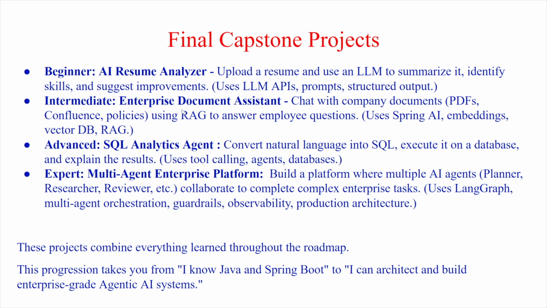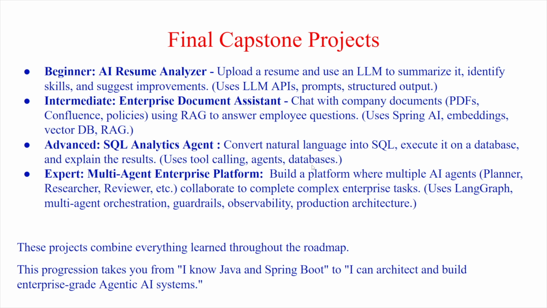To become an intermediate level AI agentic developer, you can create an enterprise document assistant which helps you chat with the company documents using RAG to answer your questions. So this is where you use RAG, agentic AIs, Spring AI, embeddings, Vector DB, and all. The third one is the advanced project, where you can create a SQL agentic analyzer, where you convert your natural language into SQL and use tool calling agentics, AIs, and databases.